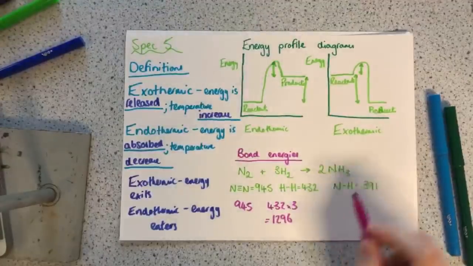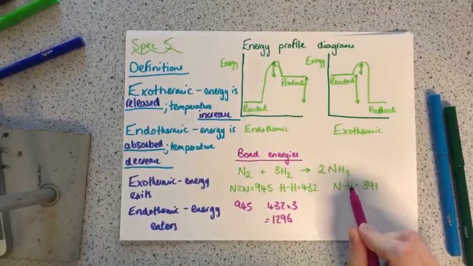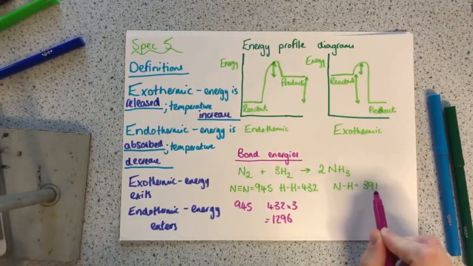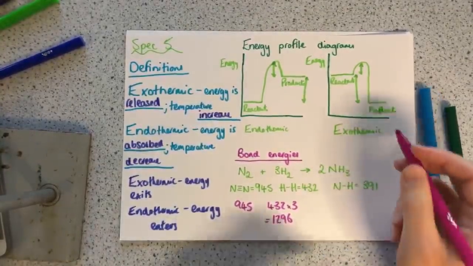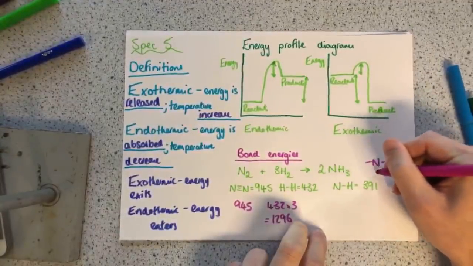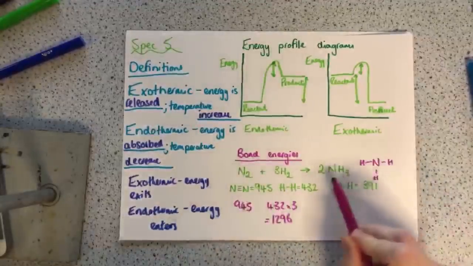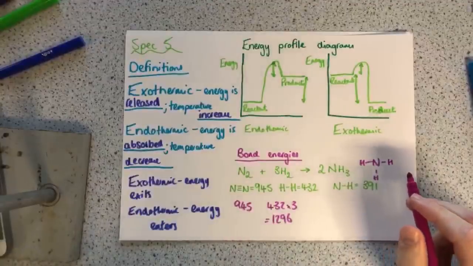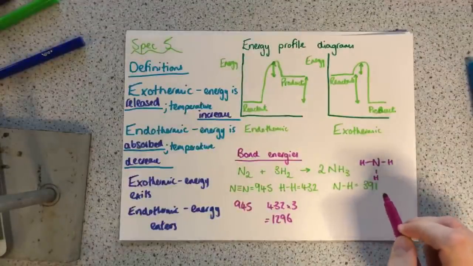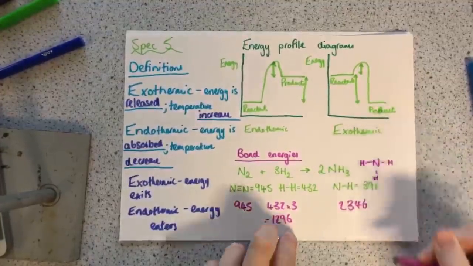Then on the other side of the arrow, you've got ammonia. One nitrogen to hydrogen bond is worth 391. However, you can see we've got 3 of those in this molecule. To start off with, this is the shape of our molecule, to give you an idea of what it looks like. We've got 3 bonds in there. However, again, we've got a big 2. So 2 multiplied by 3 gives us 6. We have to multiply our bond energy by 6. That gives us 2,346. That's quick maths, isn't it?